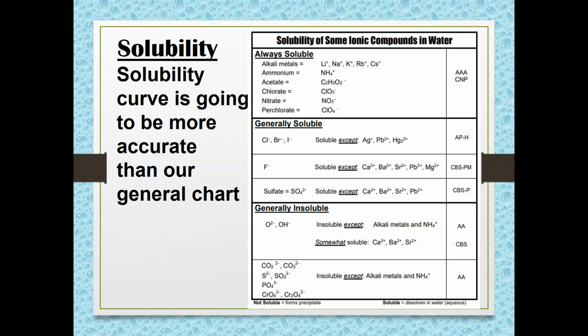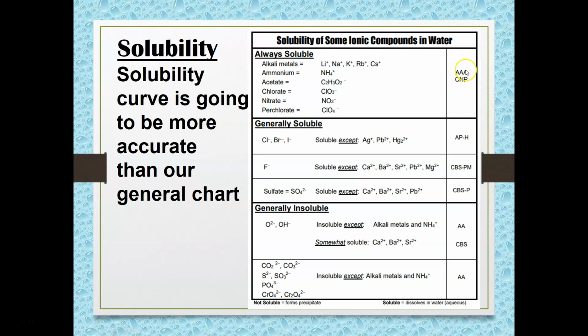So we like to use a solubility chart. The way this works is if a molecule has any of these ions, it will always be soluble. Anything with an alkali metal, anything with ammonium, acetate, chlorate, nitrate, or perchlorate will be soluble. Off to the side are the little letters to help you remember.